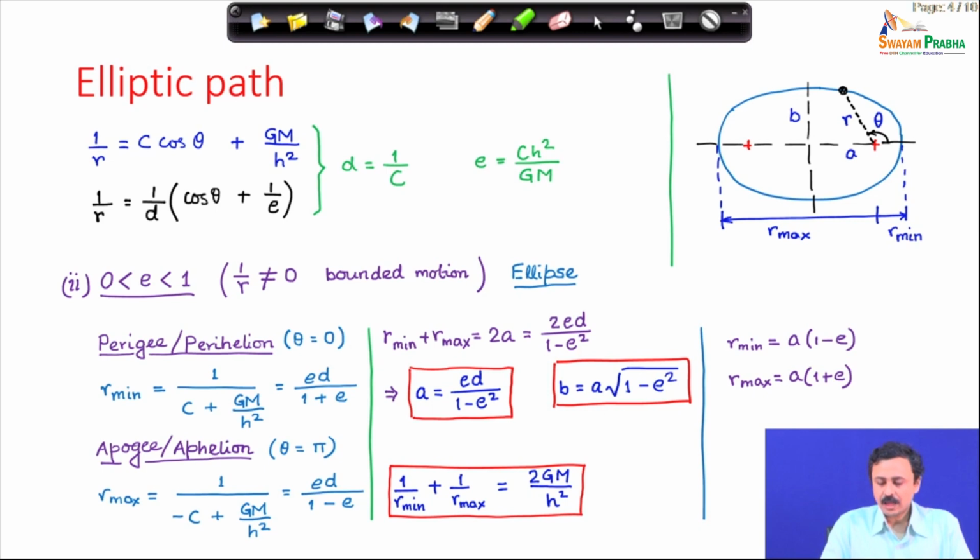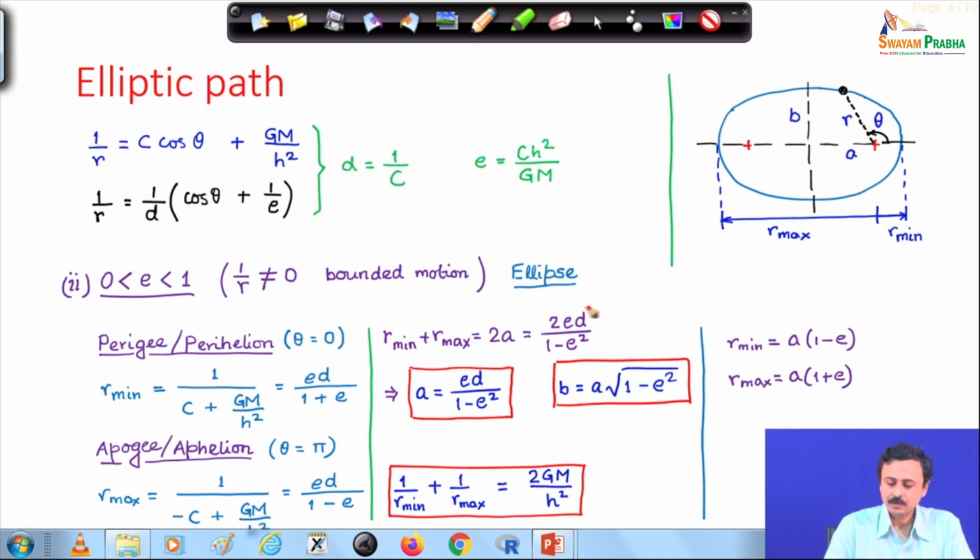Therefore, I can also write R min as A into 1 minus E and R max as A into 1 plus E. These follow from all these steps that we have done. Just solve for d from here, you find the expression of d. So, d is A into 1 minus E square by E, and if you substitute d in here, you will get these two relations.